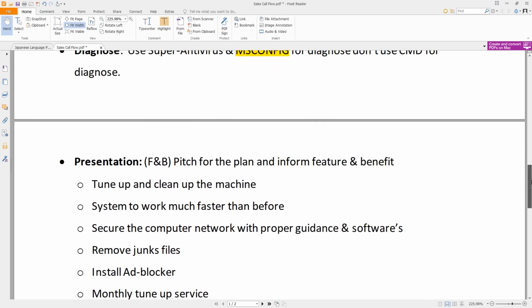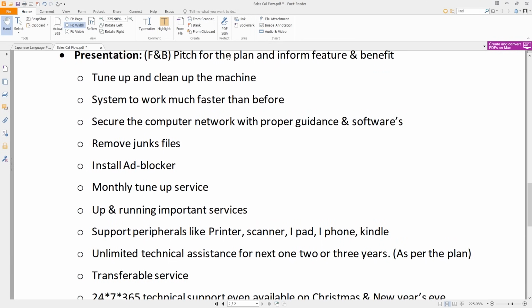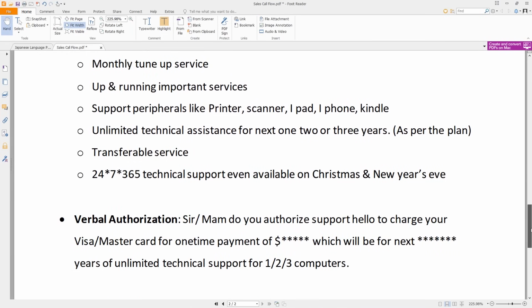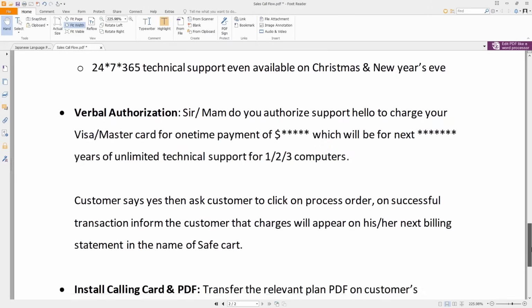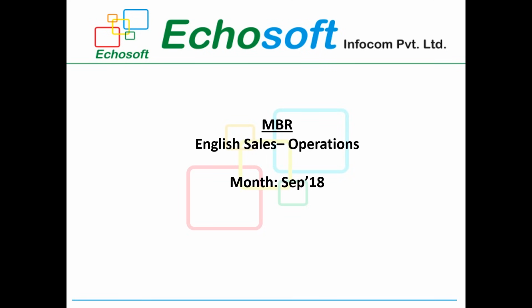Even if the victim's PC has no problems whatsoever, they're expected to pitch a plan and inform the victim about the supposed benefits of this plan. If the victim believes these lies, the agent will take the payment and they will leave a calling card on the victim's PC. In this way, the victim is less likely to recognise that they've been a victim of a scam. They think they've got some value for money because they've got support for a certain number of years.